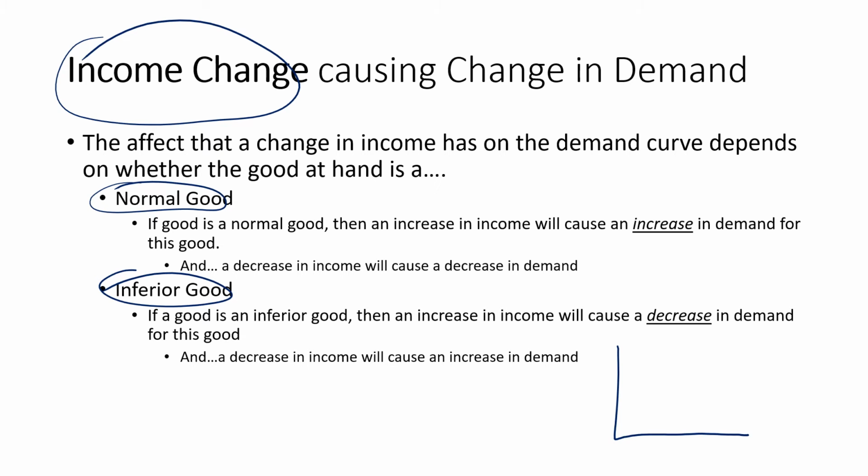An inferior good is the opposite of that. With an increase in income, people tend to buy less of an inferior good. A good example of this is ramen noodles. Generally, people buy more ramen noodles when they have less money, and they buy less ramen noodles when they have more money.